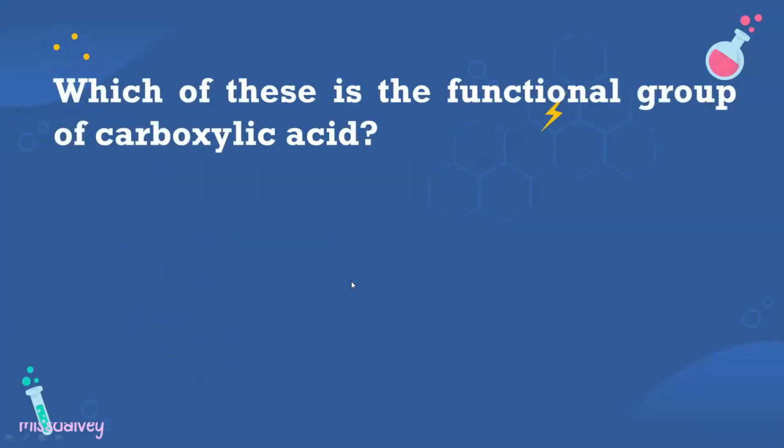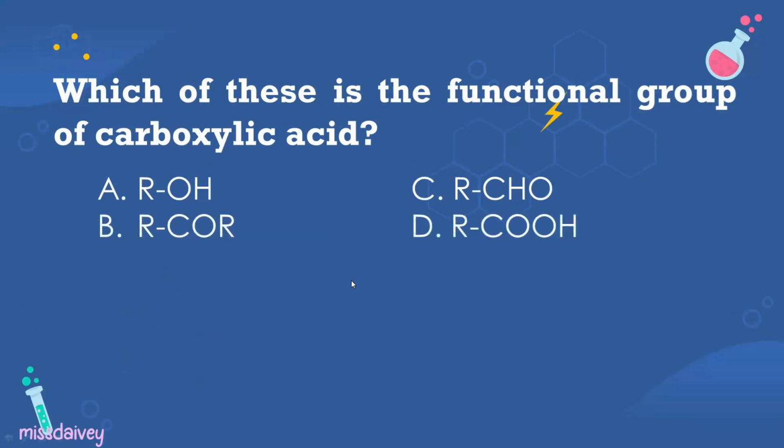Which of these is the functional group of carboxylic acid? A, R bond OH, B, R bond COR, C, R bond CHO, or D, R bond COOH? The correct answer is letter D, R bond COOH.